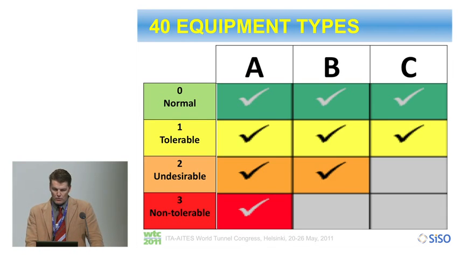Each state other than normal would initiate a predefined corrective action. Only the most critical equipment group or category A can have the non-tolerable state, which would prevent the tunnel from opening, and that's what we want to avoid.